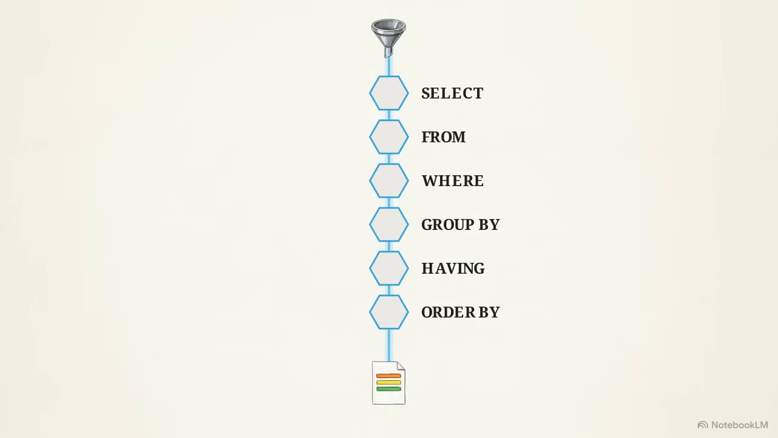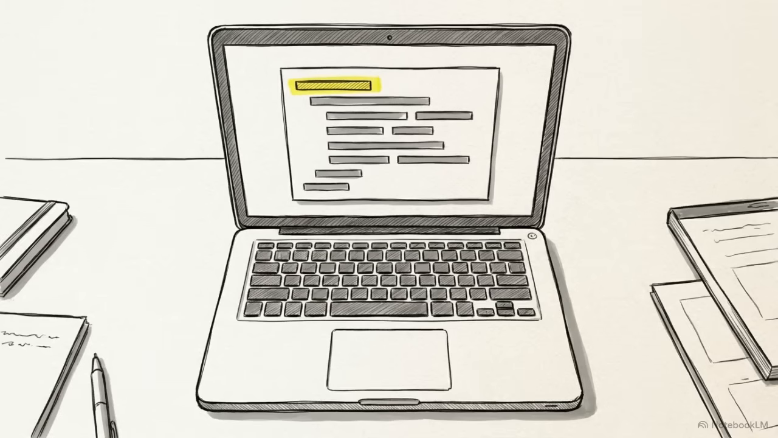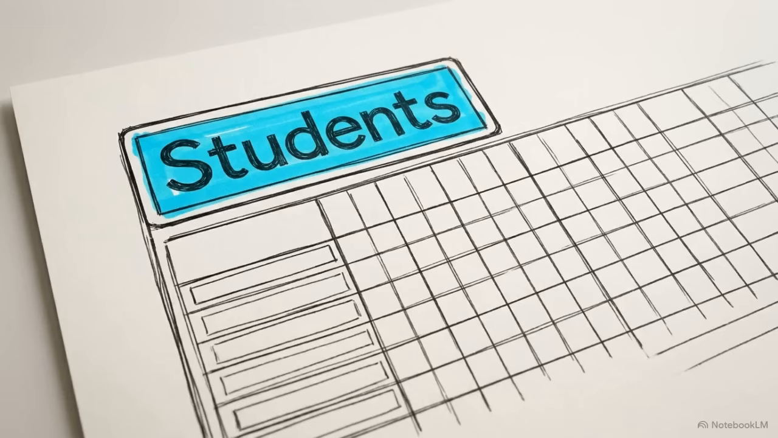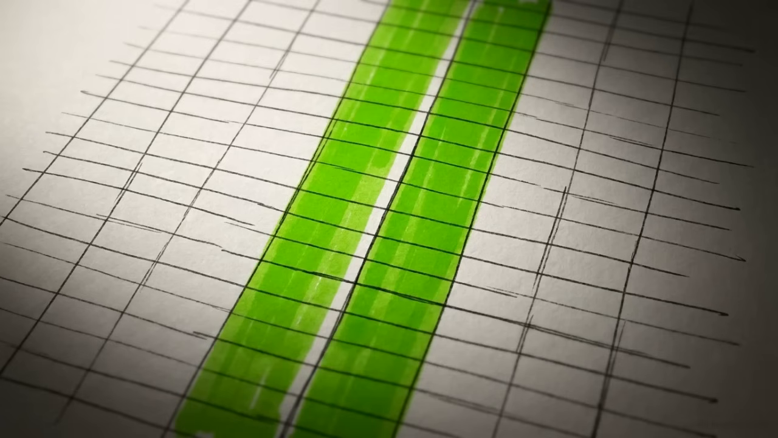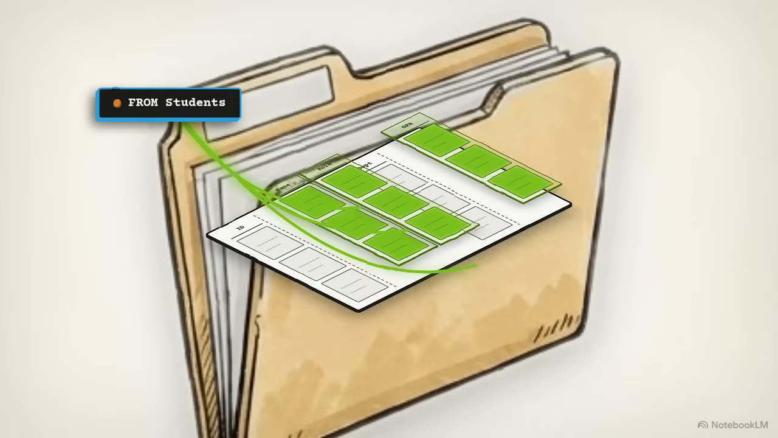Step 1 is setting up our environment. Let's look at a mock table called Students. This contains thousands of rows tracking various student metrics, like names, grades, and GPAs. To pull information out of this table, we start with our first 2 clauses. We use select to choose the specific columns we want to see, and from to target the exact table where those columns live.